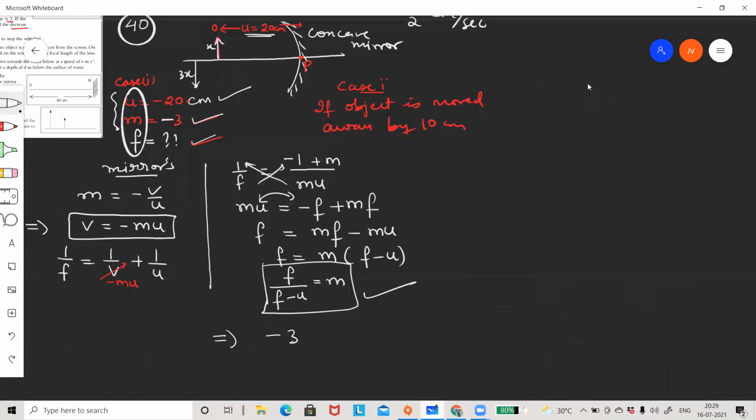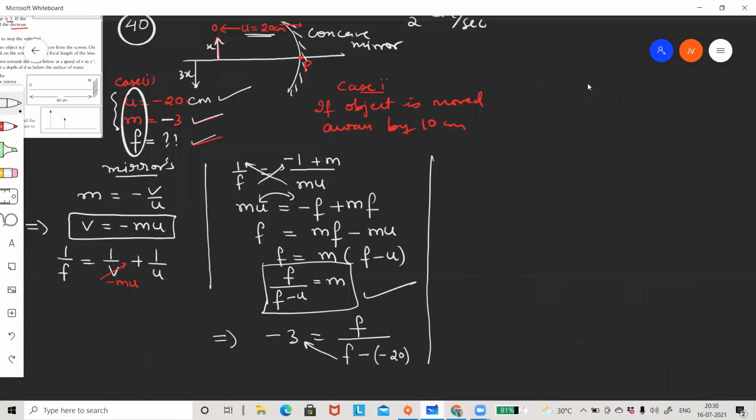Magnification is minus 3. Focal length of the mirror is our requirement. So we use the formula f by f minus u, but here object distance is minus 20. Then we'll go for a small cross multiplication to find the focal length of the mirror. Keep this in mind: we will be right if the focal length we get is negative.